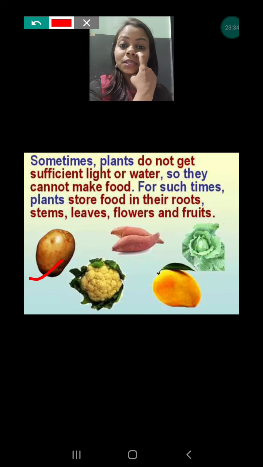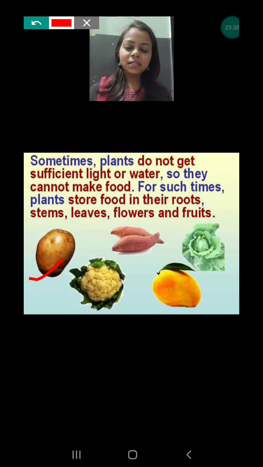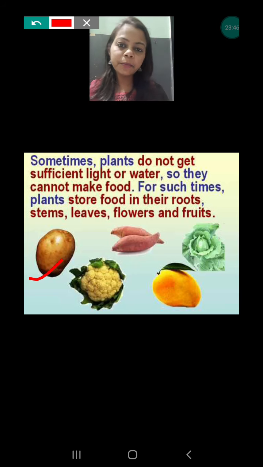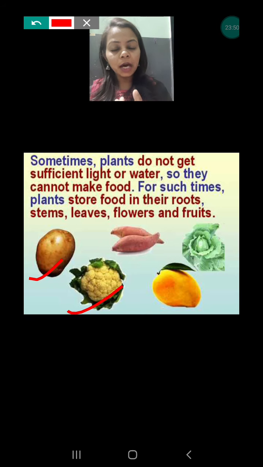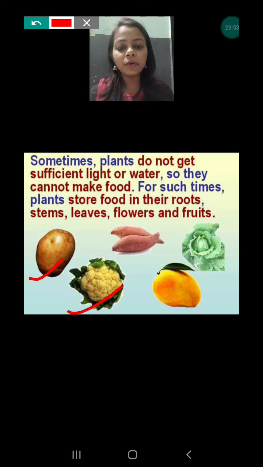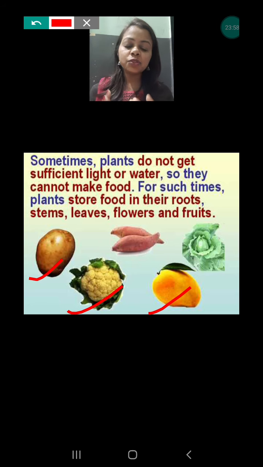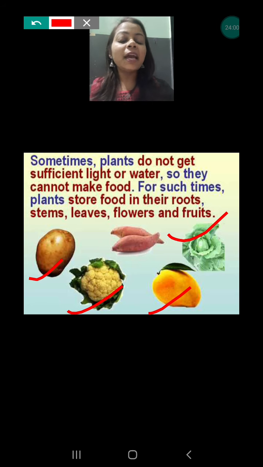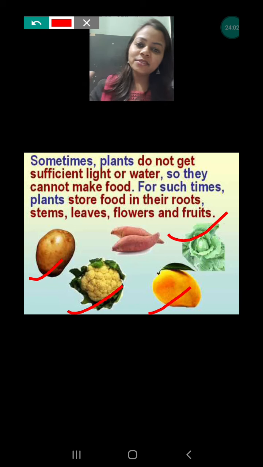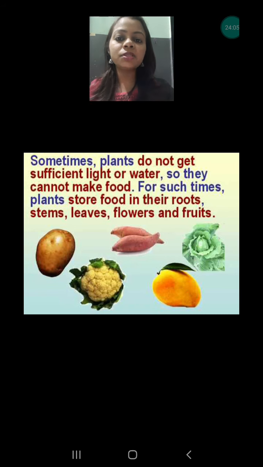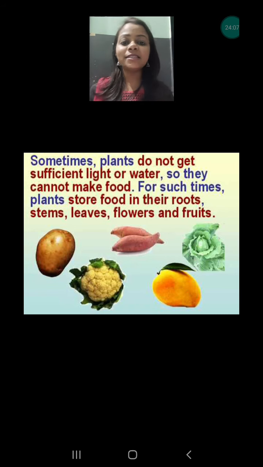Actually, potato is a stem. When the plant is storing food in the stem, it swells, and it is known as food. So potato is actually the stem of the plant. Next, cauliflower. Cauliflower is actually the flower which has stored food in the form of starch. Next is mango. Mango is a fruit which is storing starch. Cabbage is actually the leaf which has stored a lot of starch, and that we eat as food.